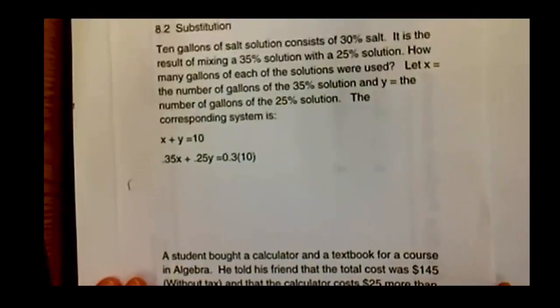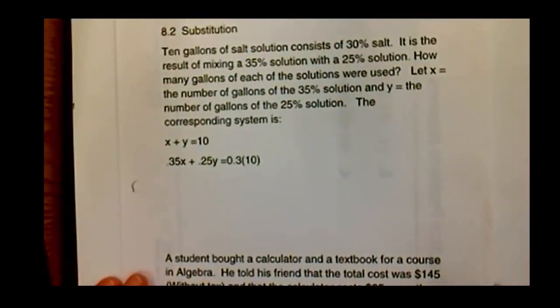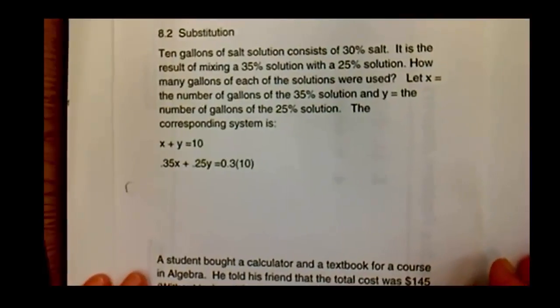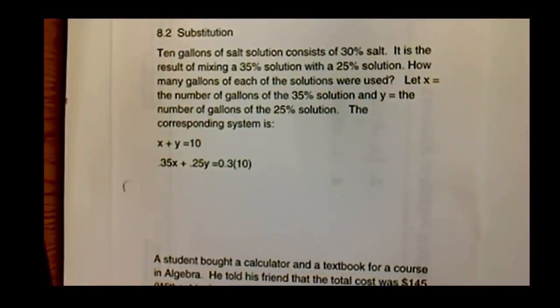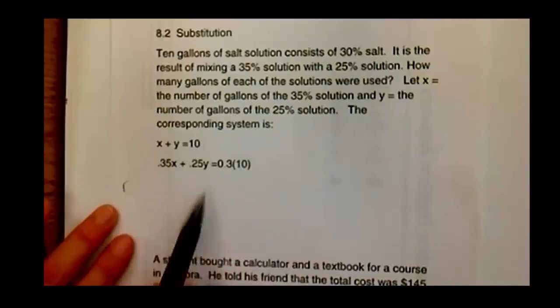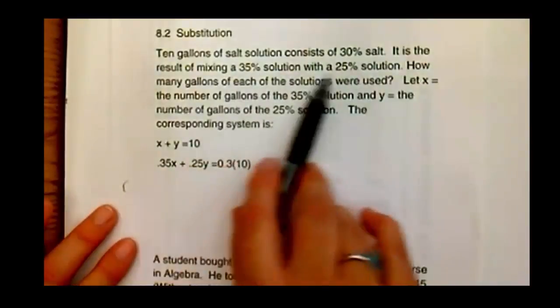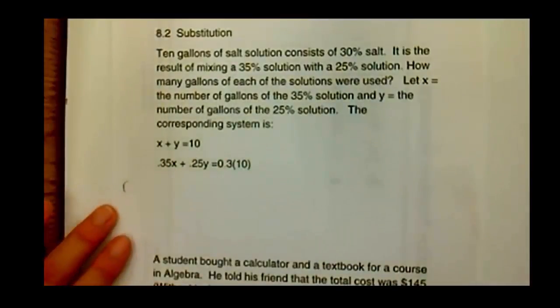Then if you turn to the story problems that I handed out to you, there's a couple in here that we need to take a look at. The first one is all set up for you. It's 10 gallons of salt solution that consists of 30% salt. It is the result of mixing a 35% solution with a 25% solution. We are going to do these in section 8.4, so it's not like they go away. In 8.4, they will not be set up for you, and we'll have to set them up, and we can use charts for that. How many gallons of each solution were used?